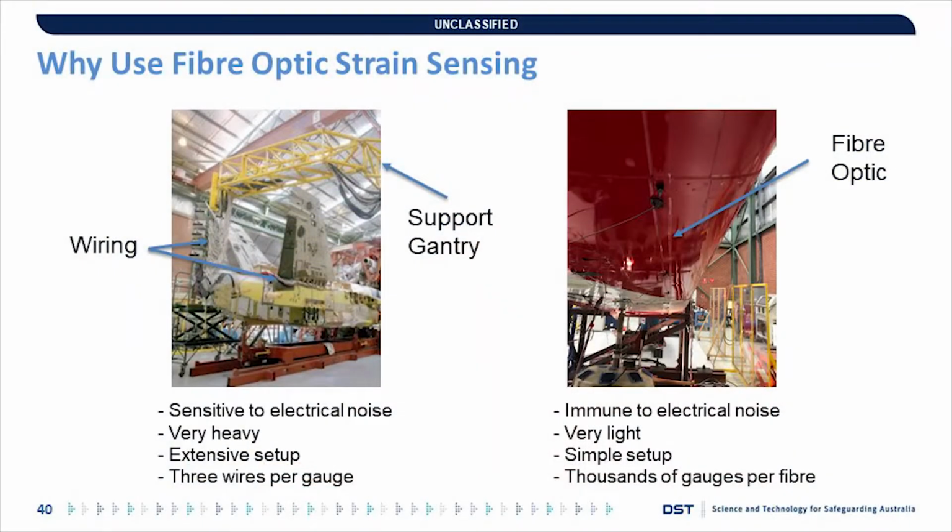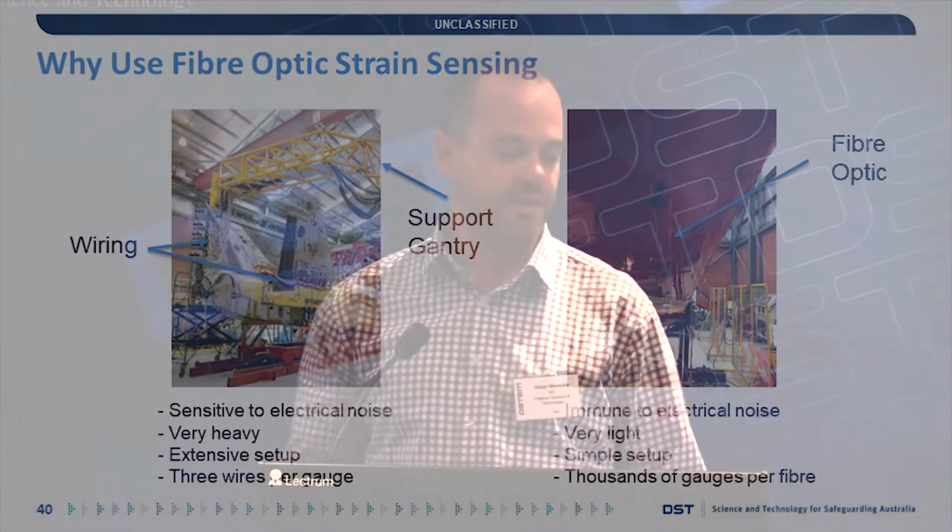The reason we study fibre optic sensors is they can overcome certain limitations of conventional electrical strain sensors. Conventional strain sensors are sensitive to electrical interference. They are heavy once installed because they have 3 wires that need to connect to the testing equipment, and that needs to be supported by a gantry, and they're very time consuming to install.